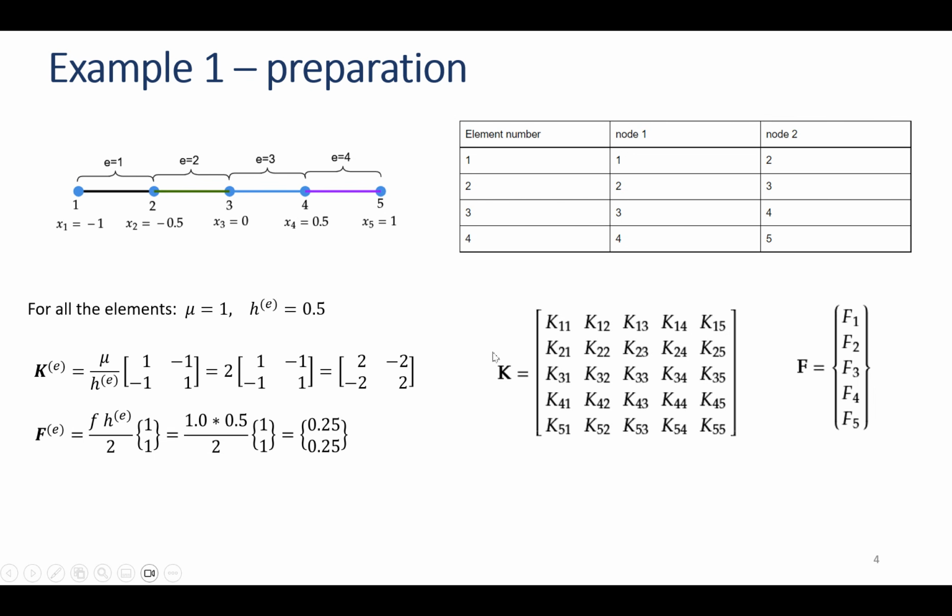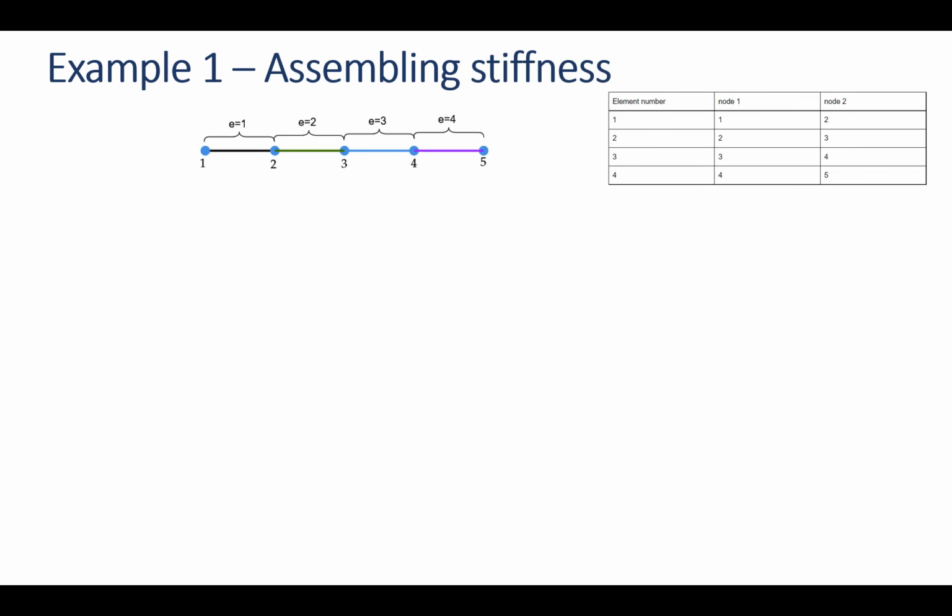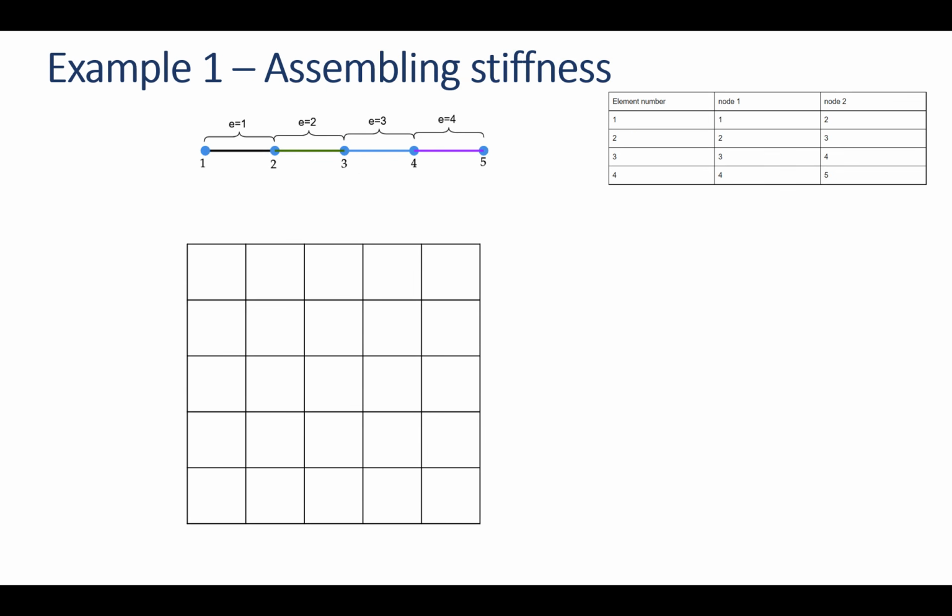In order to prepare this global stiffness matrix K and global force vector F, we make use of this array. This array tells us to which rows and columns in the global stiffness matrix the entries of each element stiffness matrix would go. In order to help you understand this visually, I have prepared an array. So we have a 5 by 5 matrix, with 5 rows and 5 columns.